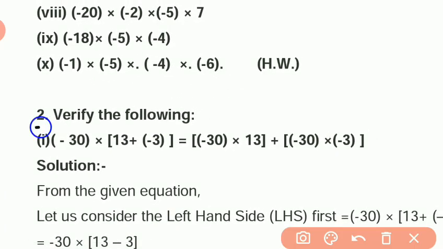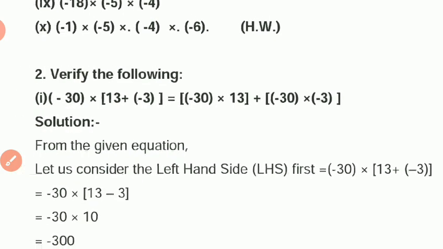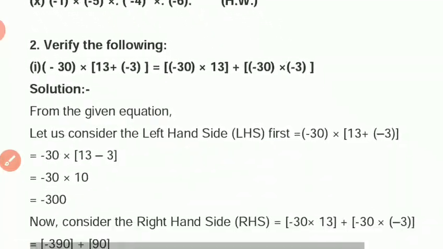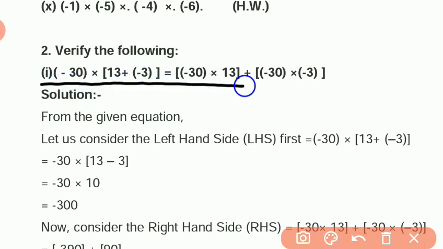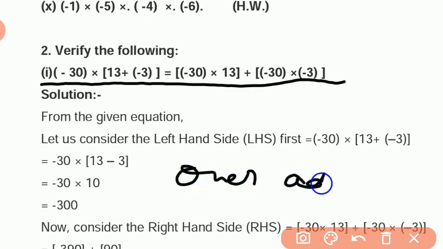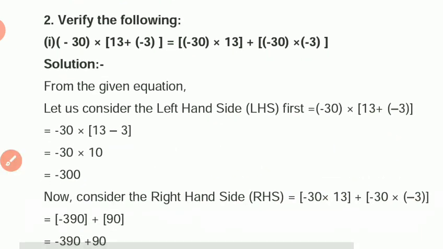Verify the following. Verify means we have to check whether LHS is equal to RHS or not. This type of question we have already done in our previous exercise. From the given question, you can see that it is given in the form of distributive property, distribution of multiplication over addition. So how to verify? First we will find the value of LHS, then after that we will find the value of RHS, left hand side and right hand side.